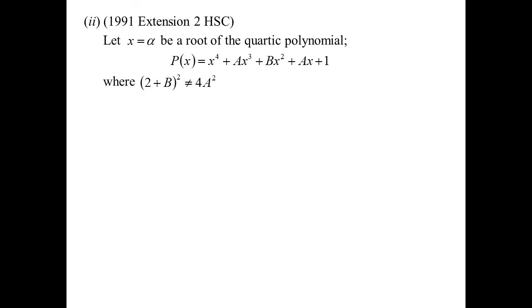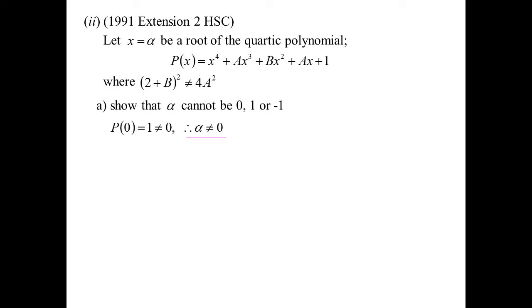1991, extension 2 HSC. Let's have a look at this for an example. So x equals alpha is going to be a root of this quartic. And you'll notice it's a lovely quartic. The coefficients are palindromic. Looks beautiful. And they've given us this extra piece of information. The first part of the question was, show that alpha cannot be 0, 1, or -1.